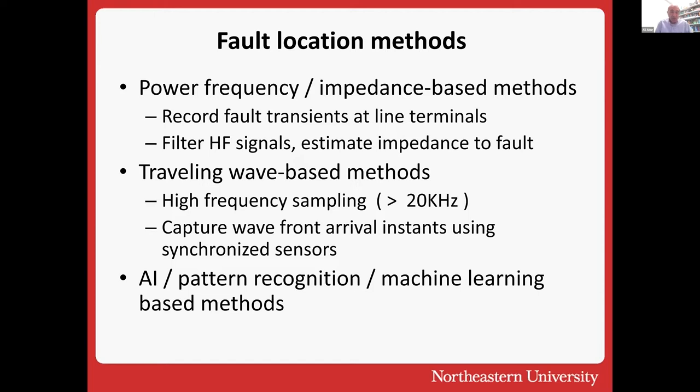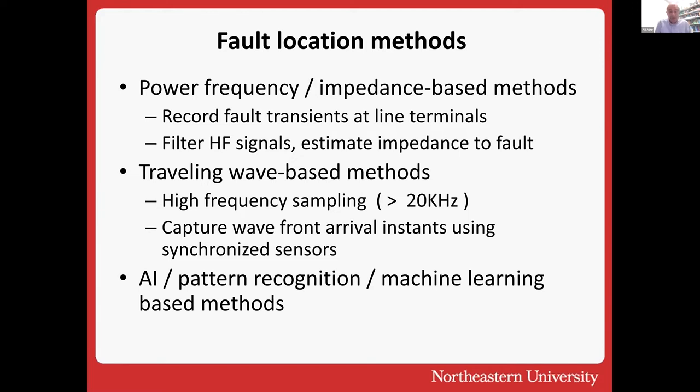There is also this category of methods which rely on traveling waves, because anytime there's a fault, the fault generates or initiates a traveling wave, a signal which travels both ways. And if you have a way of capturing the wavefront of this traveling wave, since these are synchronized sensors capturing it, you can capture the arrival times in a synchronized fashion. And based on that, you can triangulate and try to determine the location of the fault.